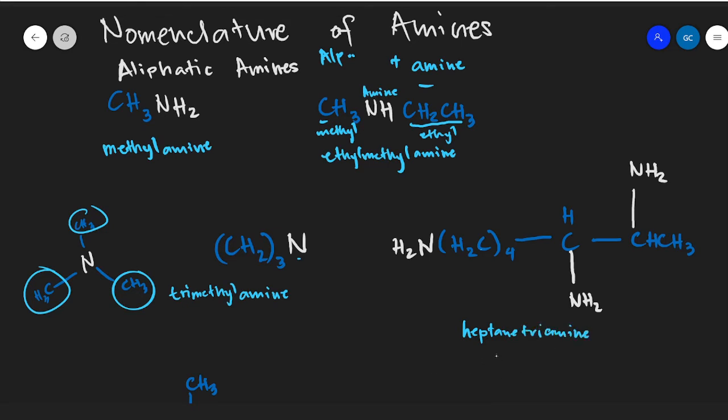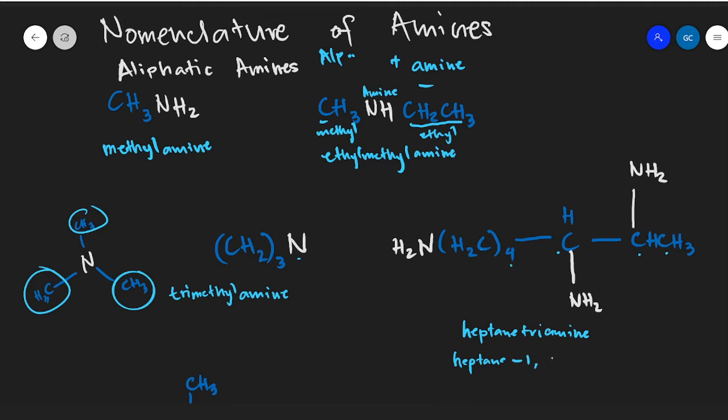So why is it heptane triamine again? Because we have 7 carbon atoms, so we have here 4, 5, 6, 7. But in some cases, the common name of this kind of compound already looks like an IUPAC name. Because for the IUPAC name of this type of molecule, we can just write this as heptane, then we have here dash 1.